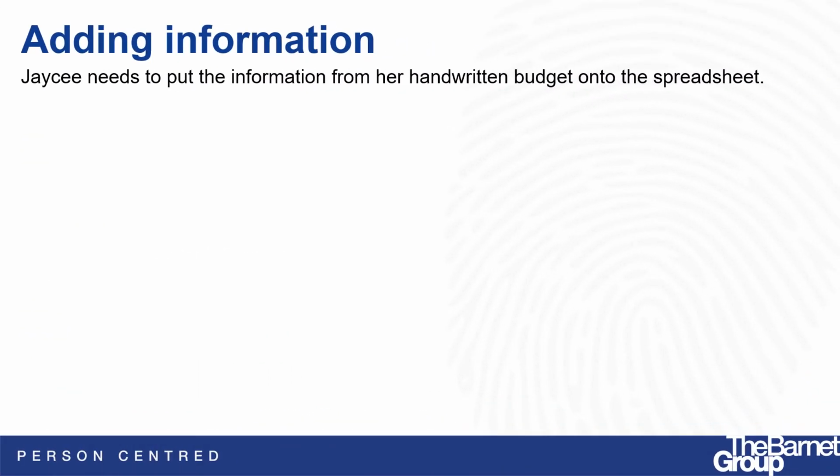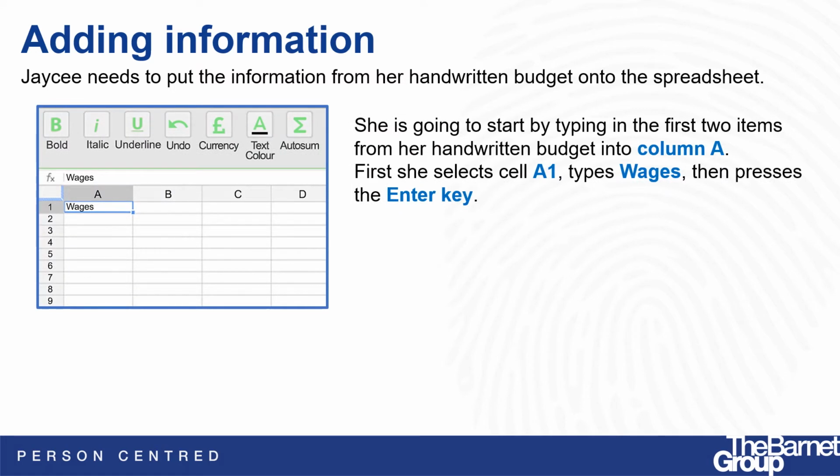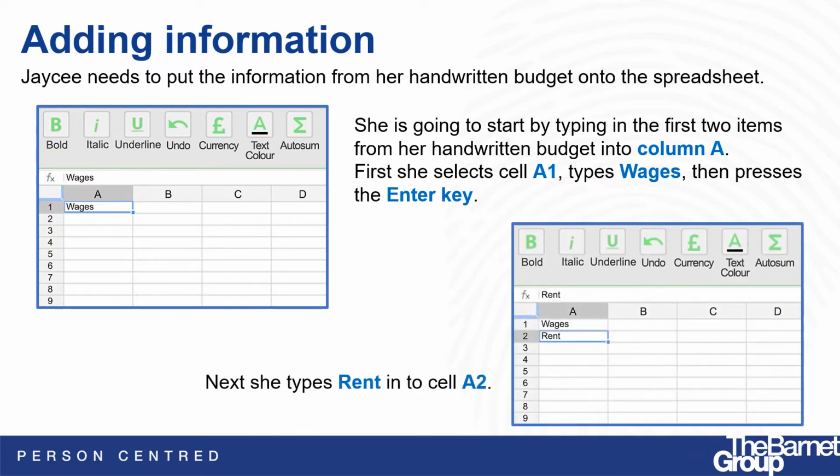Adding information. JC needs to put the information from her handwritten budget onto the spreadsheet. She is going to start by typing in the first two items from her handwritten budget into column A. First, she selects cell A1, types wages, then presses the enter key. Next, she types rent into cell A2.